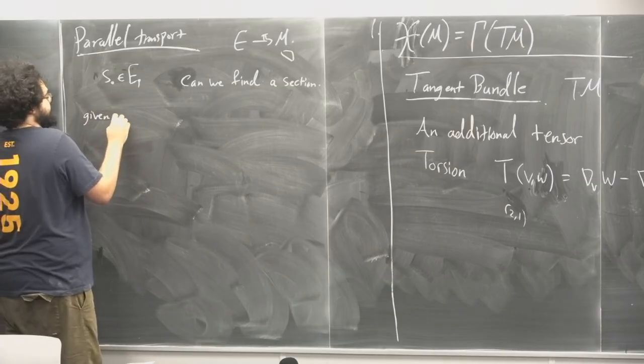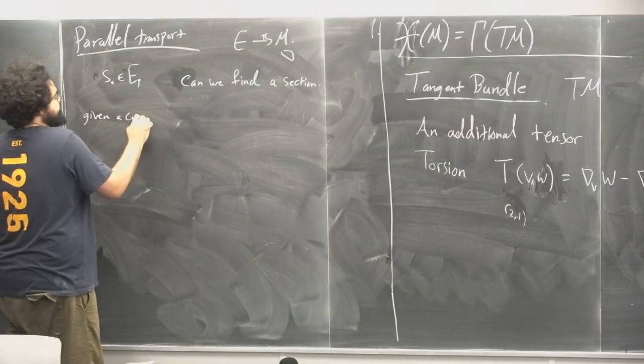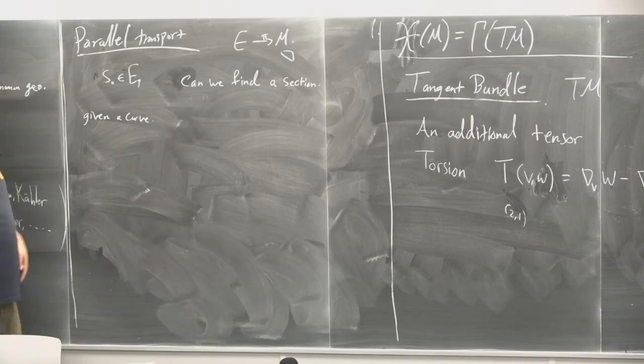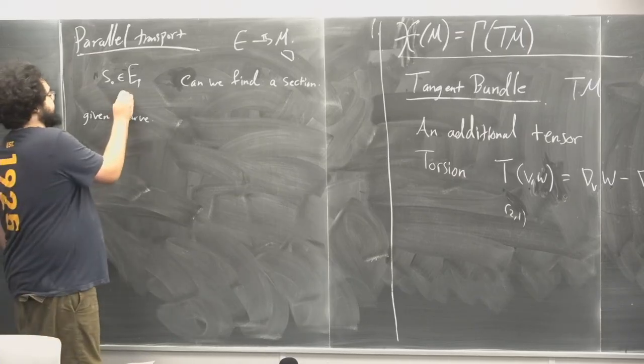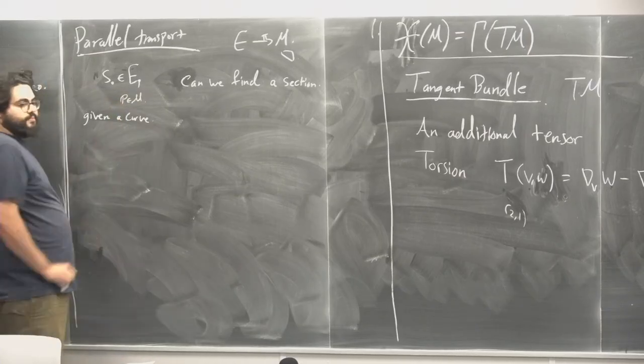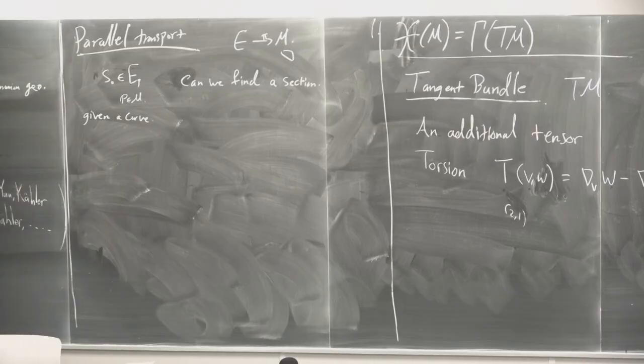What was S naught again? This is just some point in one of the fibers of your bundle. E_P just means it's the fiber above the point P, at the point P in M.